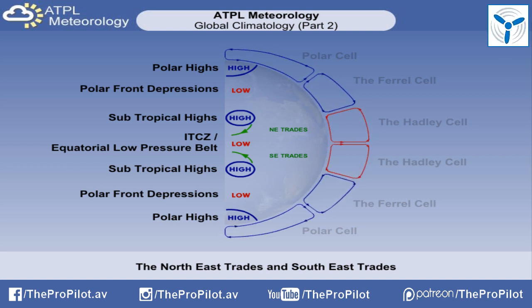They will tend to be stronger over the sea than over the land because of reduced surface friction. When the trade winds converge, they tend to create a region where the wind is light and very variable. These regions are common over the eastern parts of oceans and are known as the doldrums.